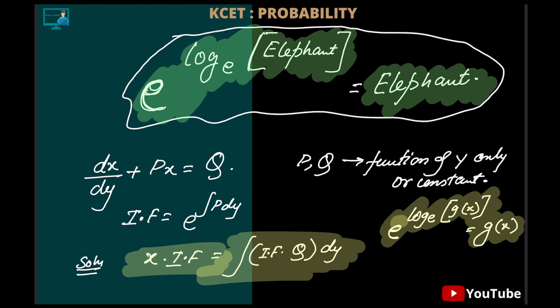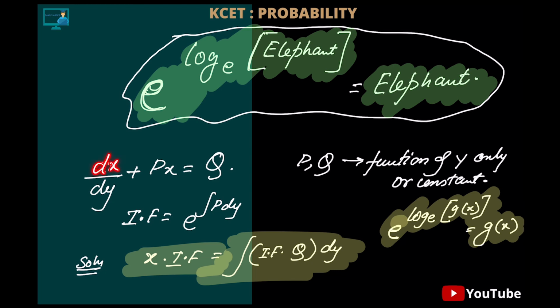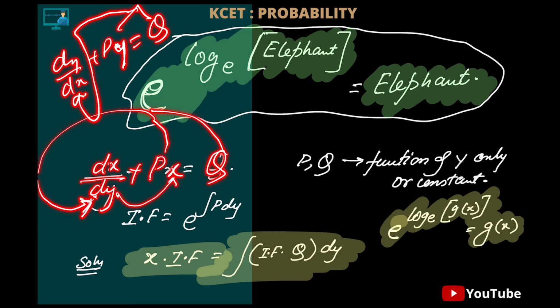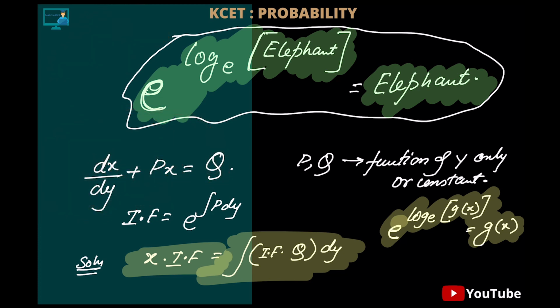Clear? Now, a lot of differential equations we won't get in the form of dy/dx. We can get them in the reverse form, dx/dy. In that case, what will be the change in the equation? It will be dx/dy plus Px equals Q, where P and Q will be functions of y. Earlier it was dy/dx plus Py equals Q, where P and Q were both functions of x. Here it is just the opposite, so P and Q are functions of y.